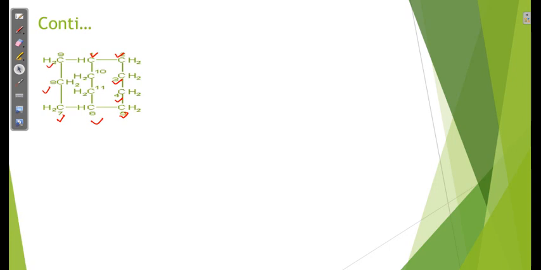Then start from the bridge, so that is 10 and 11. Okay, so to give the name, how many carbons are there? There are a total of 11 carbons. So nonane, decane, undecane. So I can say that is undecane. Then bicyclo.